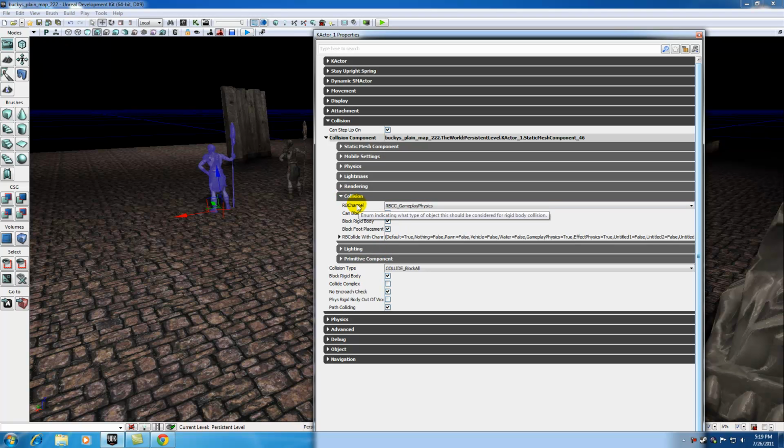Now let me go ahead and talk you guys through this. This is pretty much the collision properties of your object, and collision is pretty much what can bounce into it, what can affect your object. So I'll just read through them one by one.